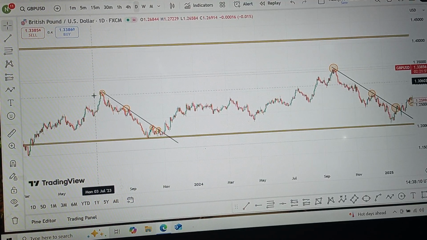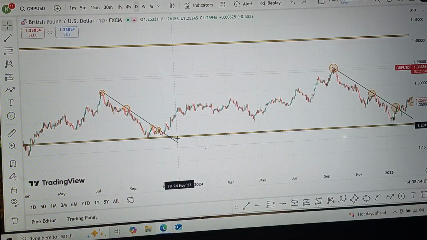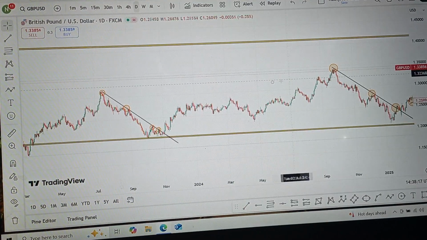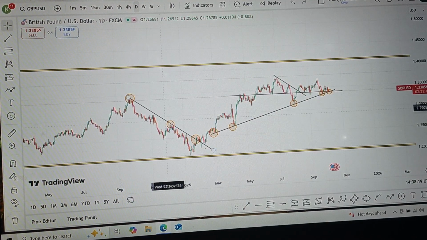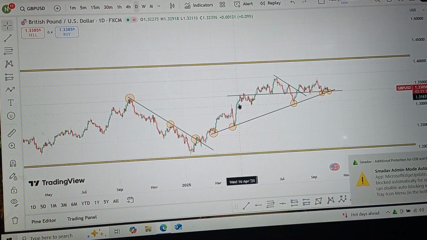You just detect the direction of the market. If the market is coming down, you just place your trend line. If the market breaks it, you know it's a buy. You can see it here. The market was coming down, the market breaks it, we know it's a buy.